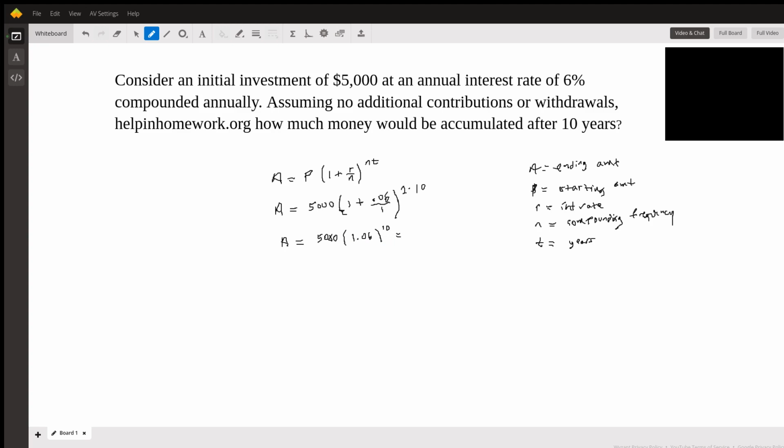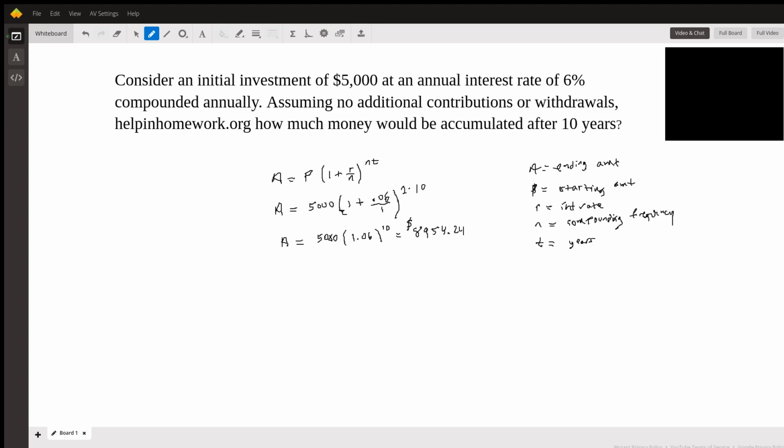I'll start by taking 1.06 and raising it to the 10th. That gives me 1.79. Multiply that by 5,000. And it's going to give me $8,954. That's supposed to be a dollar symbol. It didn't come out too well. There we go.